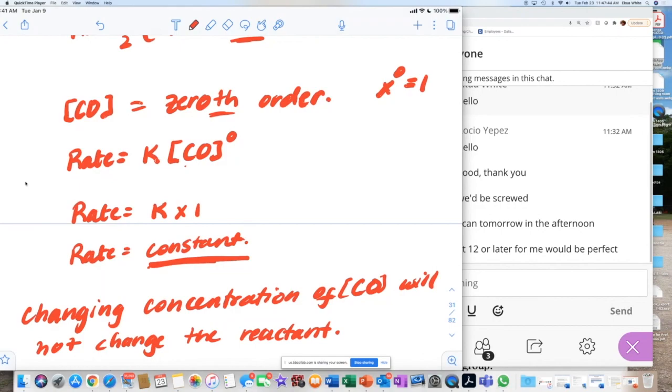So if your boss tells you make the reaction go fast, don't even try to change this amount here. You're just going to be wasting chemicals. It will not make the reaction go fast because you know ahead of time it's a zero order.